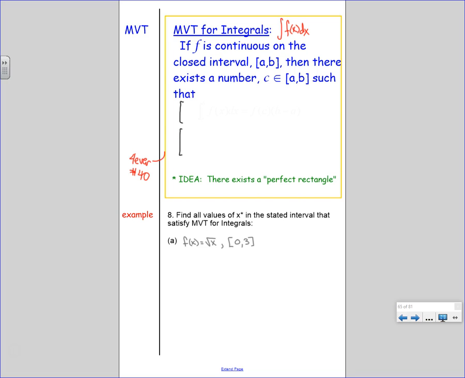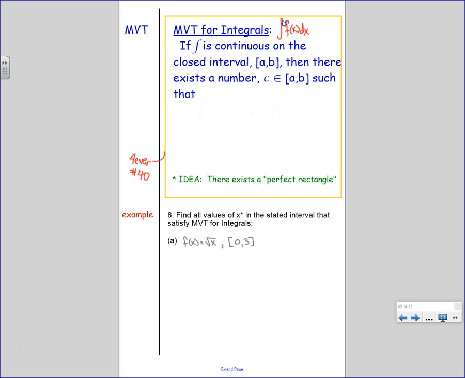So if the integrand is continuous on the closed interval a to b, we don't need the differentiable part, because if he is continuous, the antiderivative is differentiable. Then there exists a number c within a to b. I think it is a closed interval. Right now in my head, I'm kind of balking at that closed interval, but I think it's closed. Such that, all right, let me show you two different variations of this.